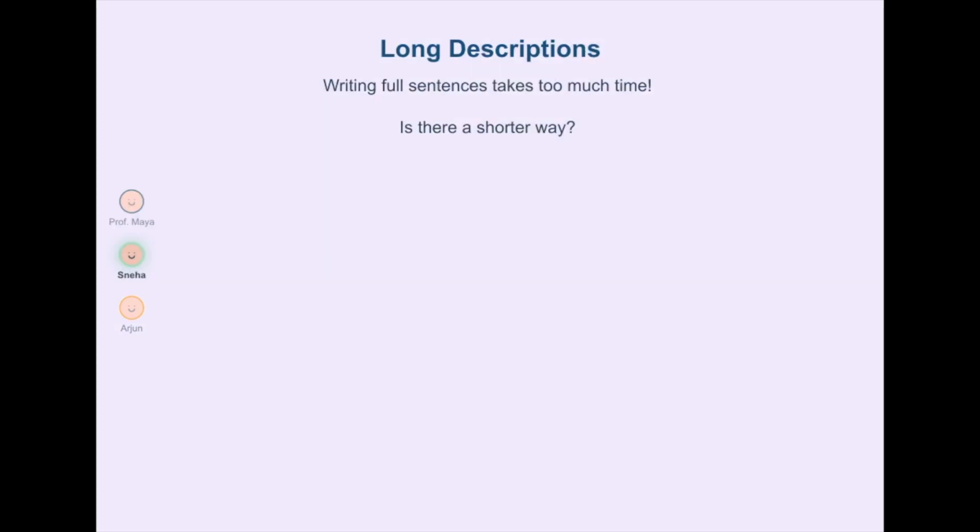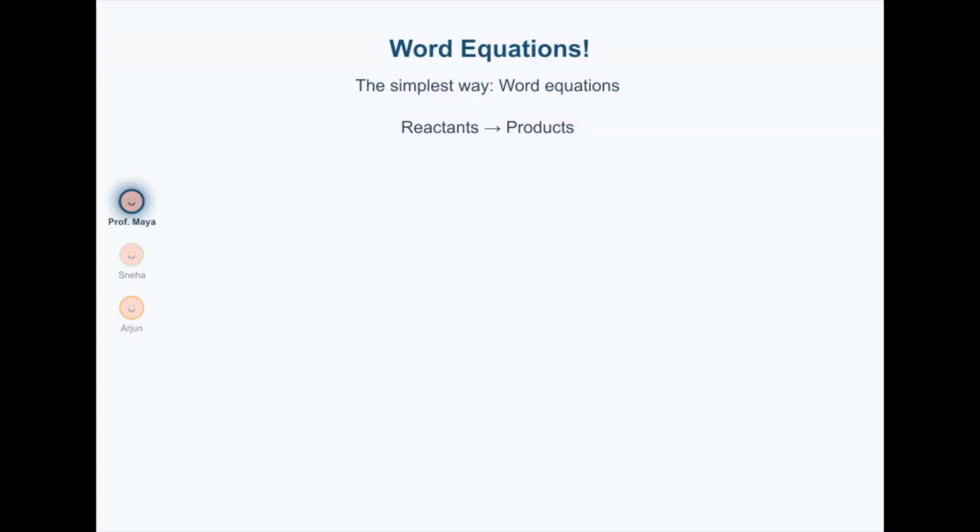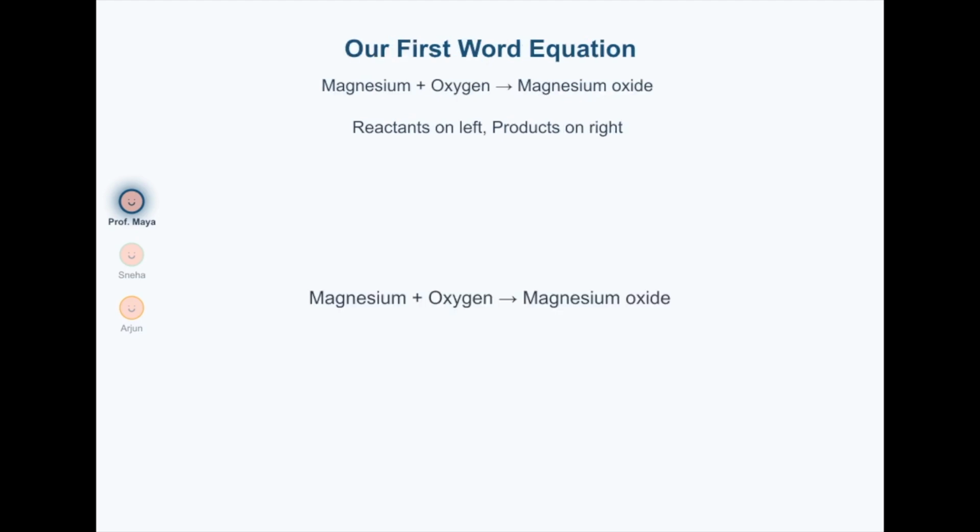Professor Maya, writing full sentences for every chemical reaction takes too much time. Is there a shorter, more efficient way? Excellent question, Sneha. The simplest way is to write it as a word equation showing reactants transforming into products. The word equation for activity 1.1 is magnesium plus oxygen gives magnesium oxide. Notice reactants on the left, products on the right.